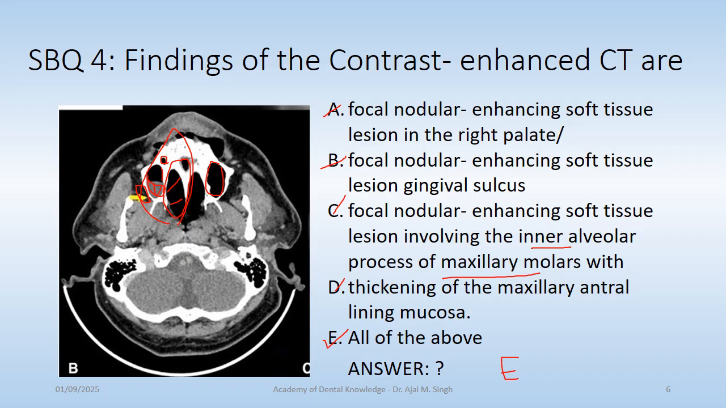Thickening of maxillary antral lining mucosa. We can see that this sinus is filled with these tissue areas. So okay, thickening is also there, and soft tissue is there in the maxillary antrum. On the opposite side we are not seeing anything here. So answer will be E, all of the above.